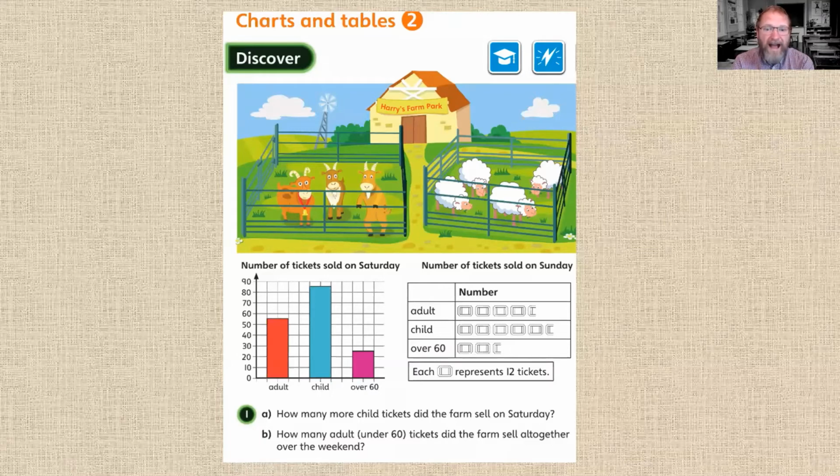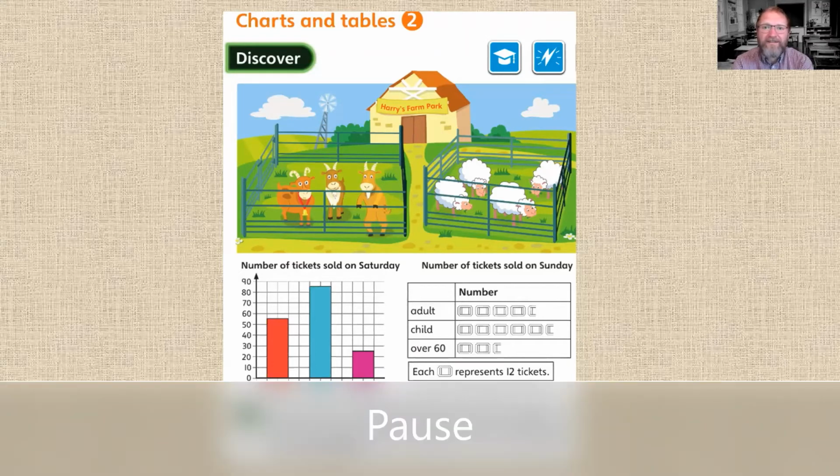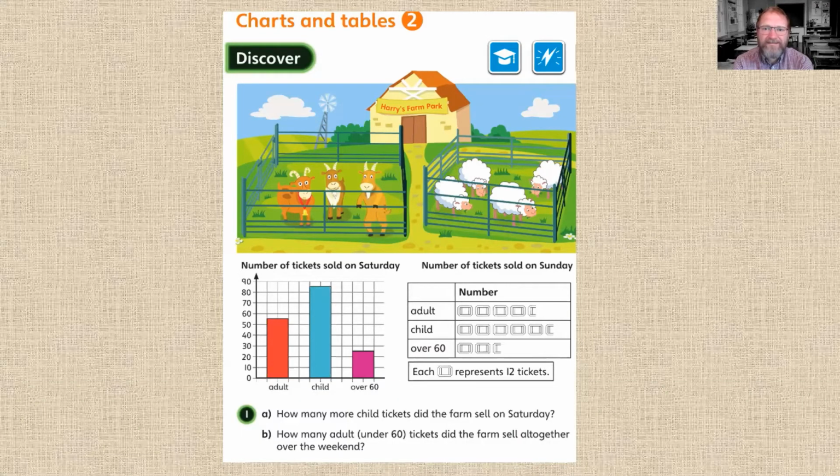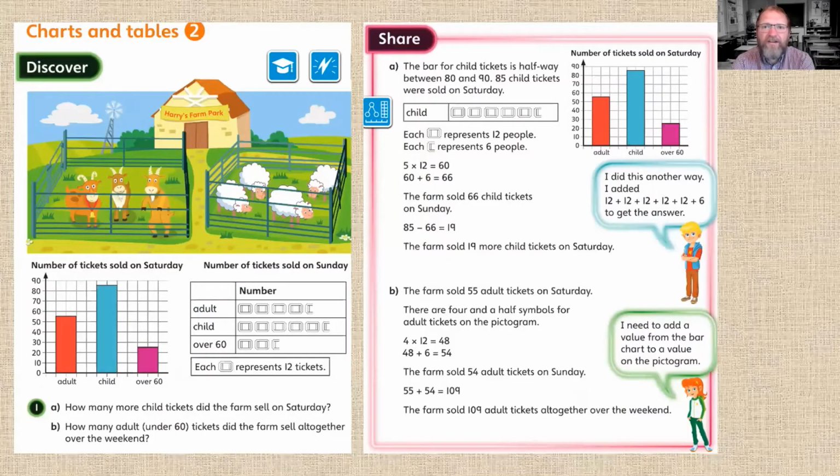Question 1A, how many more child tickets did the farm sell on Saturday? And question 1B, how many adult under 60 tickets did the farm sell altogether over the weekend? Let's share our ideas now.